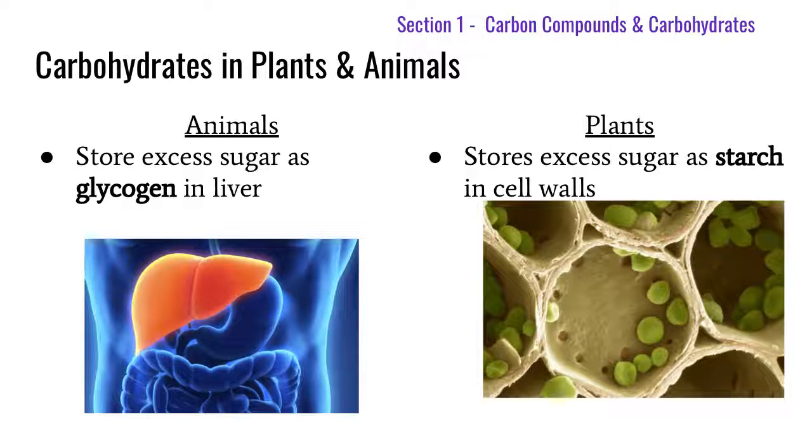Plants, on the other hand, plants don't have livers, so where do they store all of their excess carbohydrates? Well, they store it as the sugar that they call starch, and they're going to hold it in their cell walls. So we can see the cell wall is kind of like this whitish material, white yellow I guess, and that's where all those excess sugars are going to go, and that's in the cell walls.